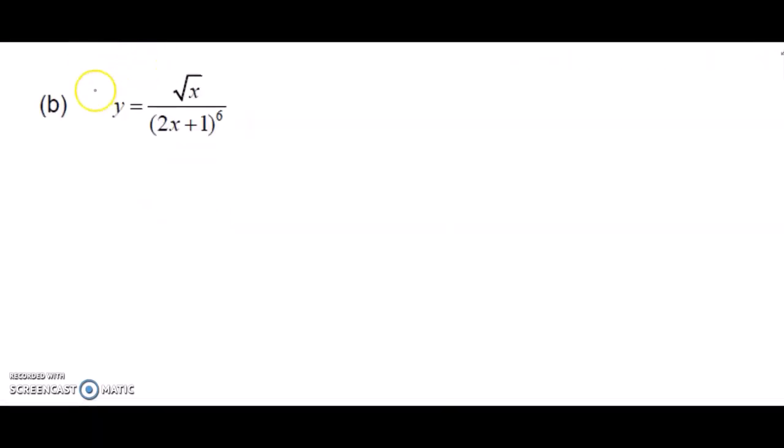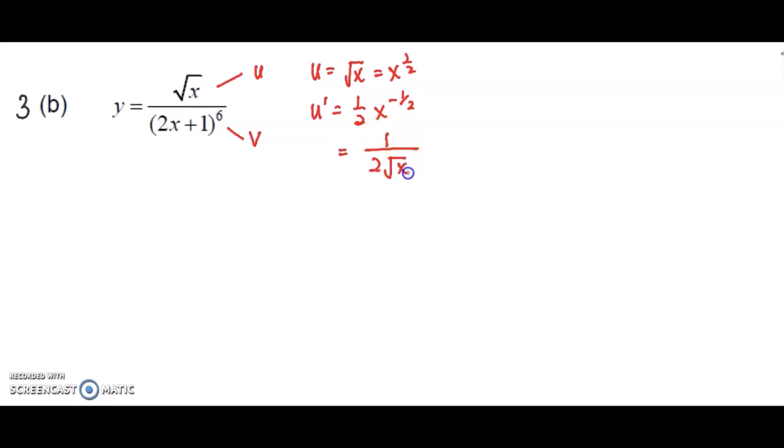So for question 3b, section B. Okay, so we need to differentiate this function, and we can see that this function cannot be simplified. So if we want to differentiate, we need to set the numerator as u and the denominator as v. So when u equals square root of x, meaning it equals x power of 1 over 2, then u prime should be 1 over 2 x power of negative 1 over 2. And if you simplify, you get 1 over 2 square root of x. And the v, set it as 2x plus 1 power of 6.